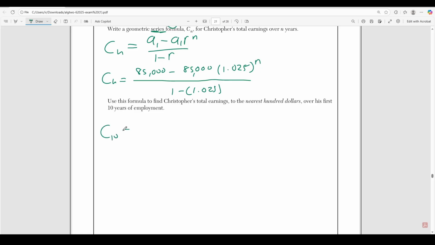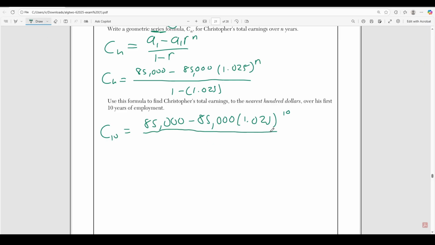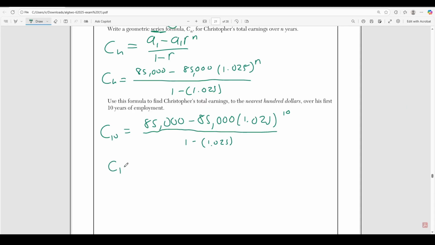So we know that C of 10 is equal to 85,000 minus 85,000 times 1.025 to the power of 10, divided by 1 minus 1.025. And I already plugged it into my calculator here. If you press enter, you figure out that C of 10 is equal to $952,287.45.